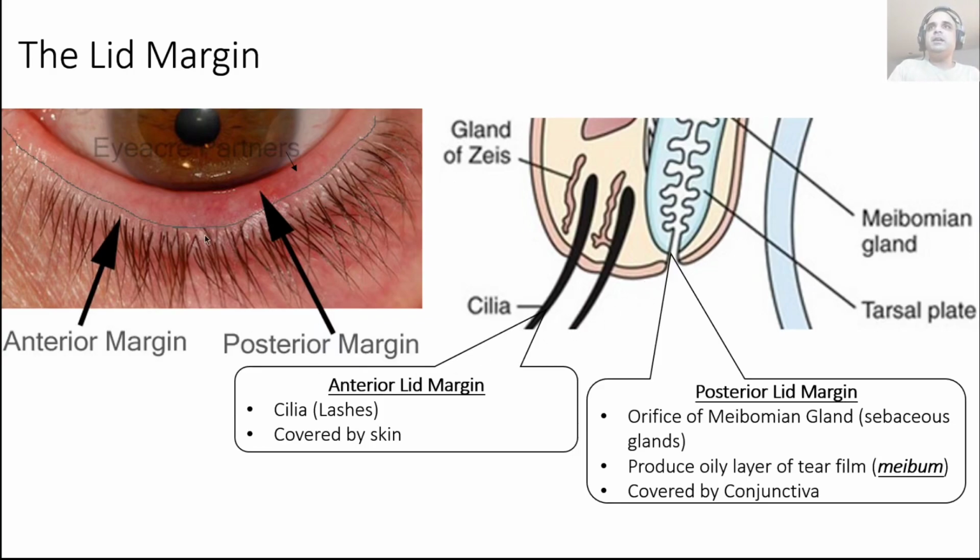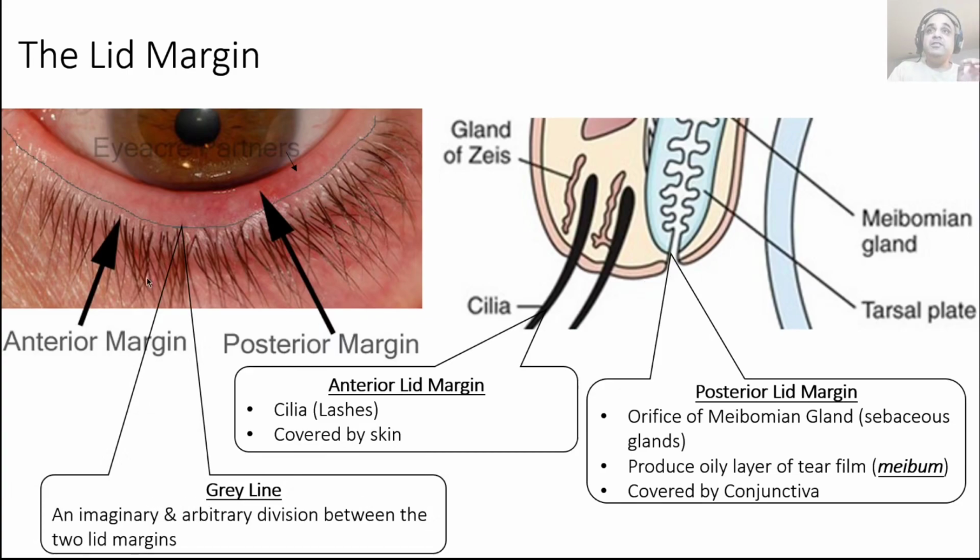There's an arbitrary line, which is called the gray line. It's imaginary and arbitrary. It's not there. This is drawn just to show where it would be, which tells you this is where the skin ends and the conjunctiva starts. But honestly, the zone of transition between the two is very diffuse. There is no clear-cut skin ending, conjunctiva starting. It's a very diffuse sort of arrangement or transition between the skin and the conjunctiva.